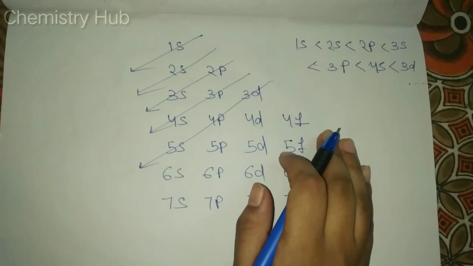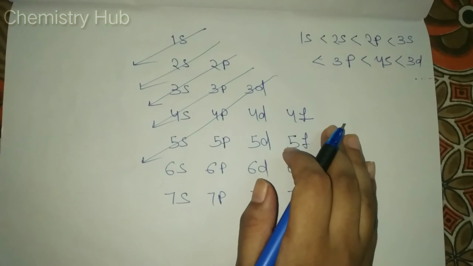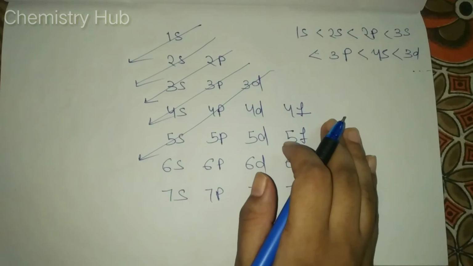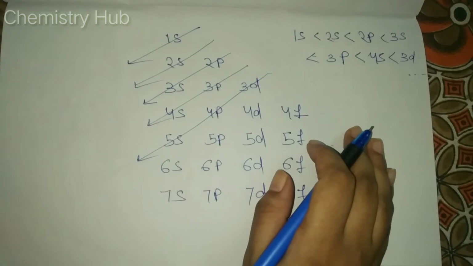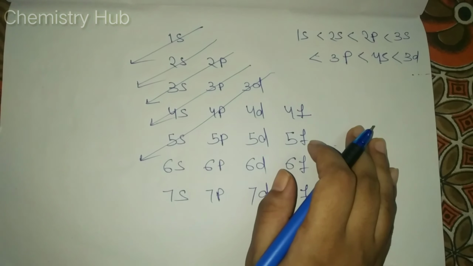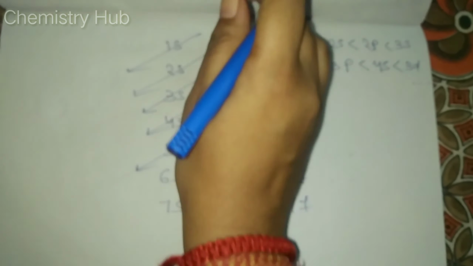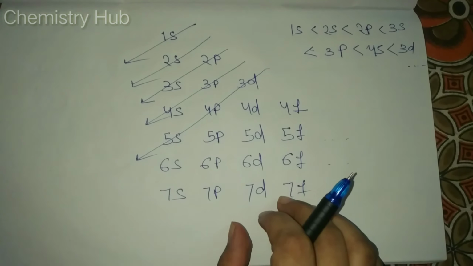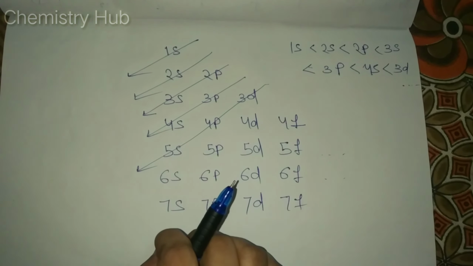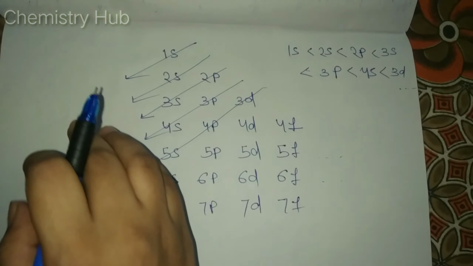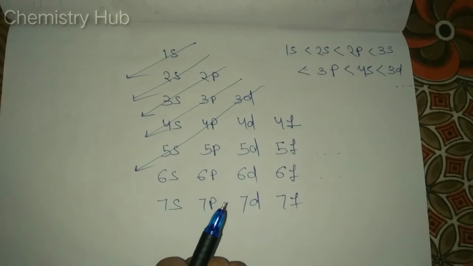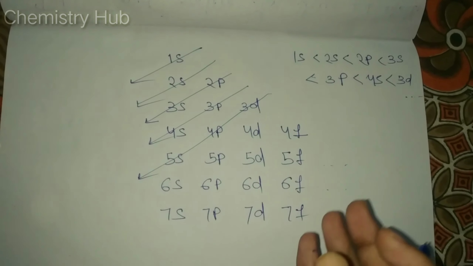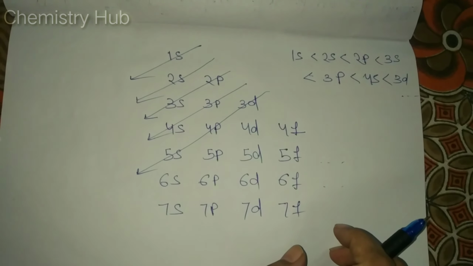There is another method I told you previously. What is that? The n plus l rule. By using the n plus l rule also you can arrange the electrons in the subshells. By remembering this, or by constructing this structure, you can easily remember which subshell comes first and which subshell we have to fill first.